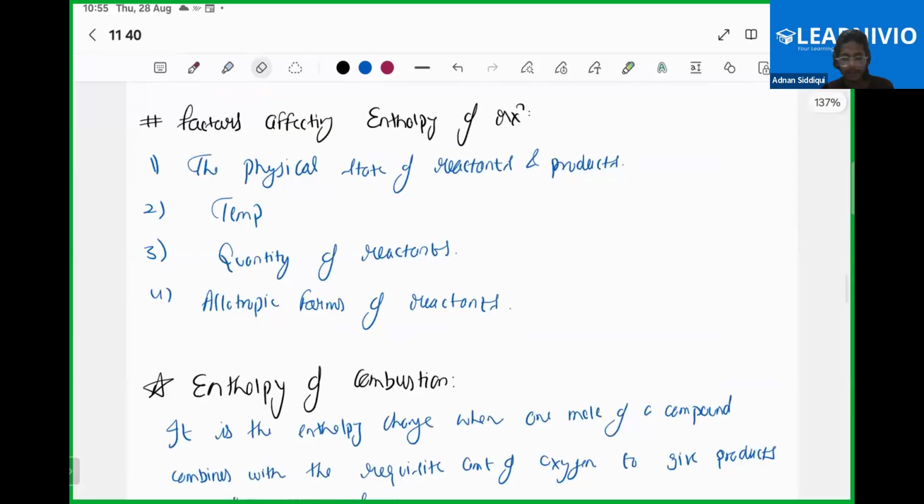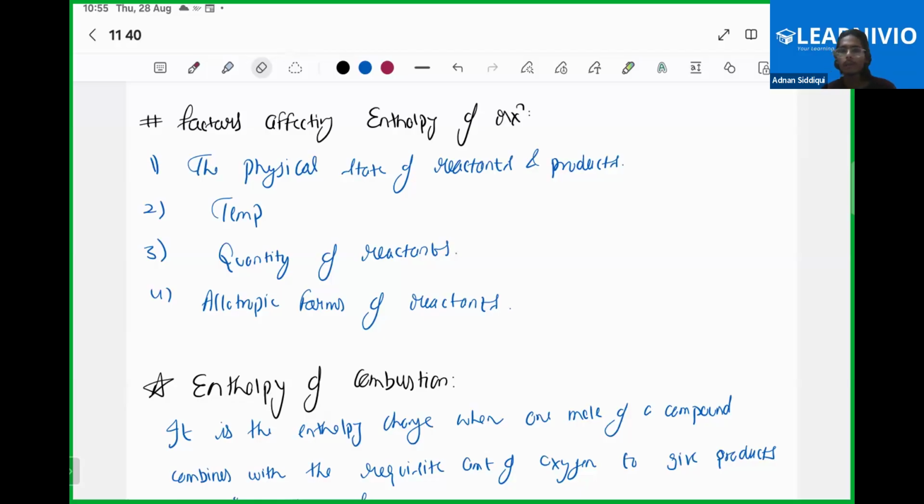Now, factors affecting enthalpy of reaction. What factors can affect your enthalpy? The physical state of reactant and product. Why? Can you comment on this? How the physical state of your reactant and product can affect your enthalpy. What is enthalpy? Change in heat when pressure is constant. Good. So if a physical state of your reactant and product can affect your enthalpy, then what could it mean? If it is a solid, a liquid, or a gas, how can the enthalpy be related to this?